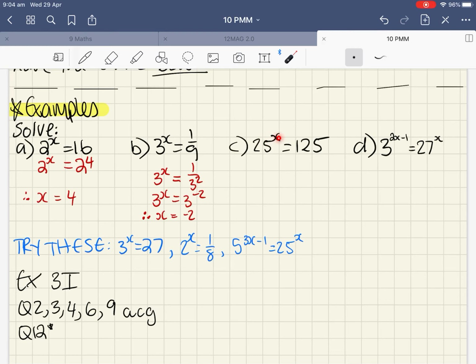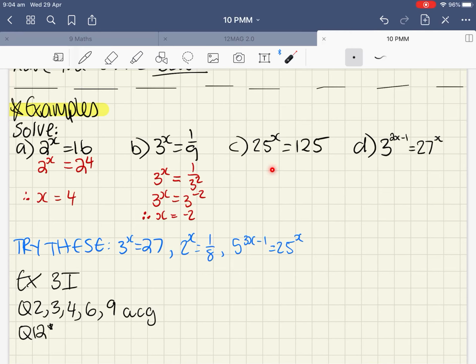But then it gets a little bit more tricky. So we have a look at example C, 25 to the power of x equals 125. The problem is 25 squared is way bigger than 125. So already we have an issue. We can't just immediately look at this and say, I know the answer, like over here.